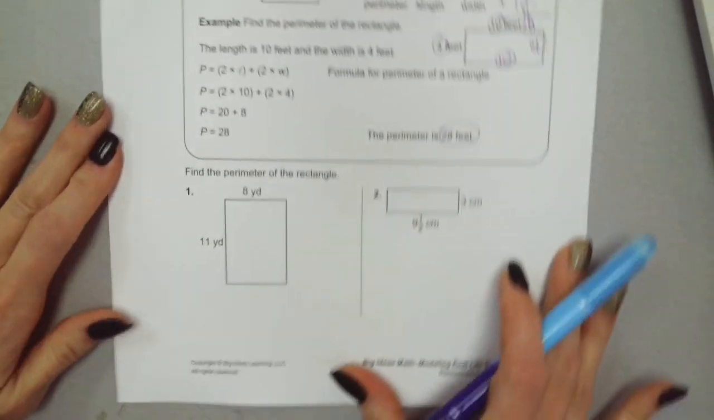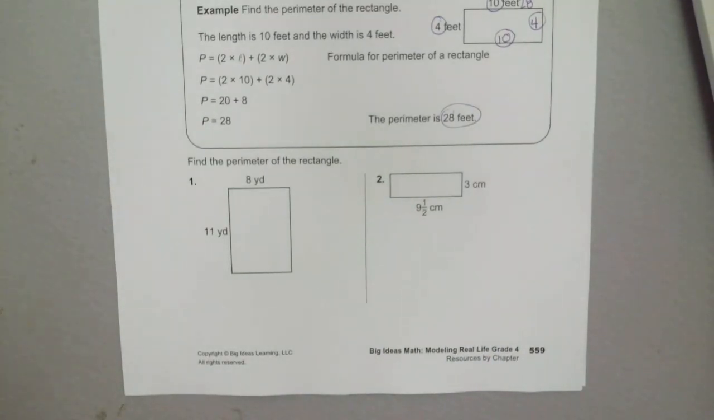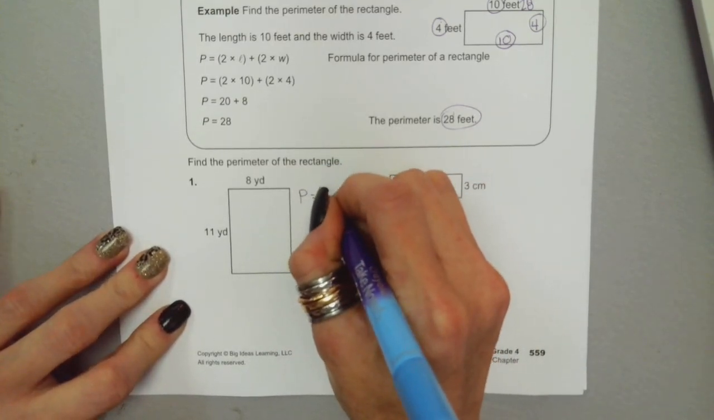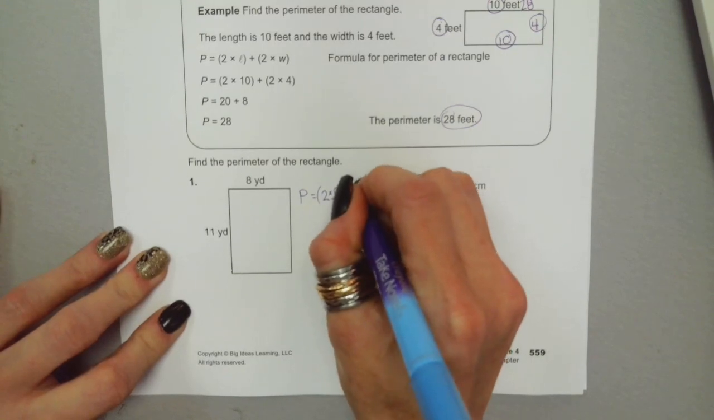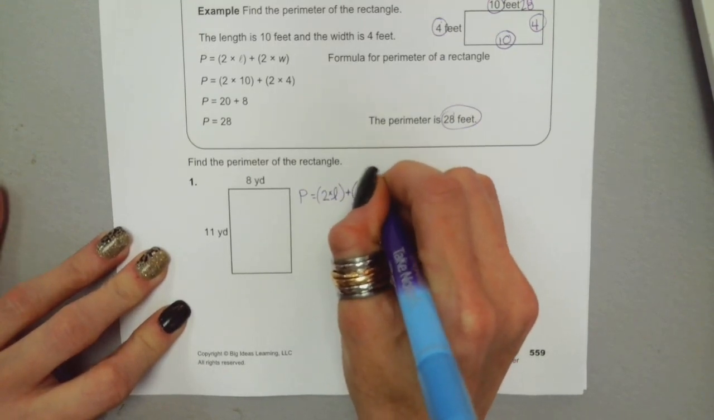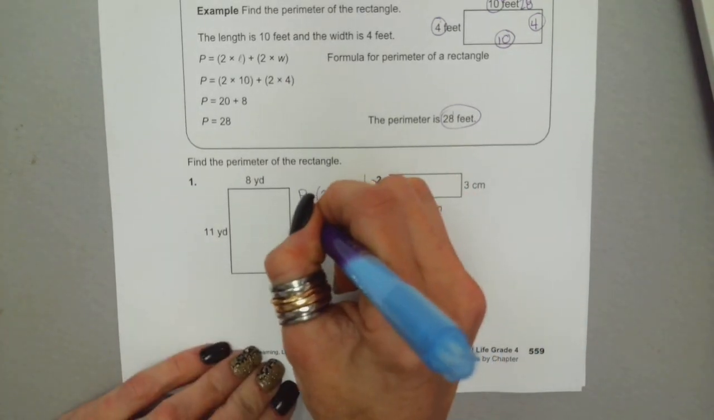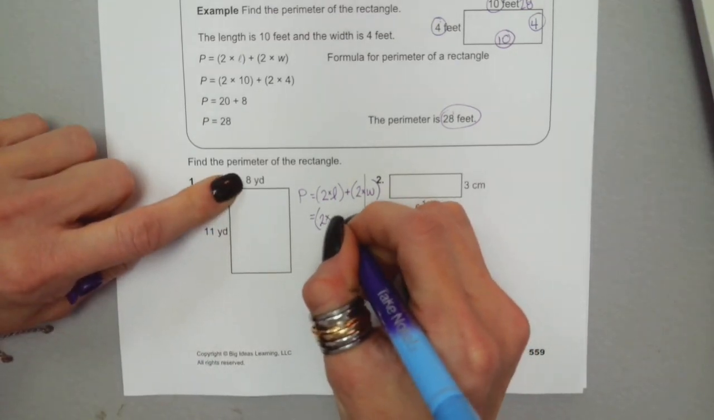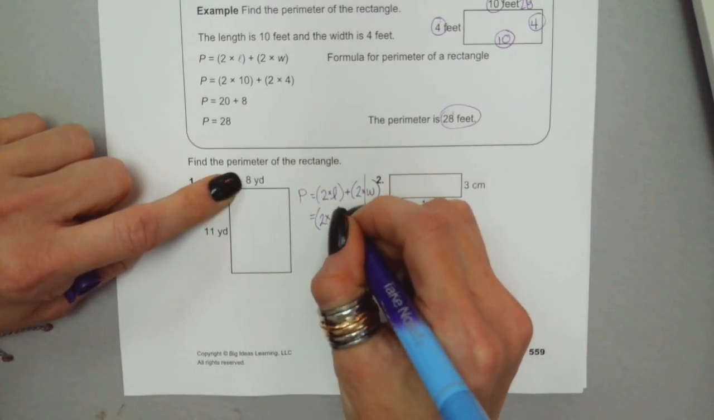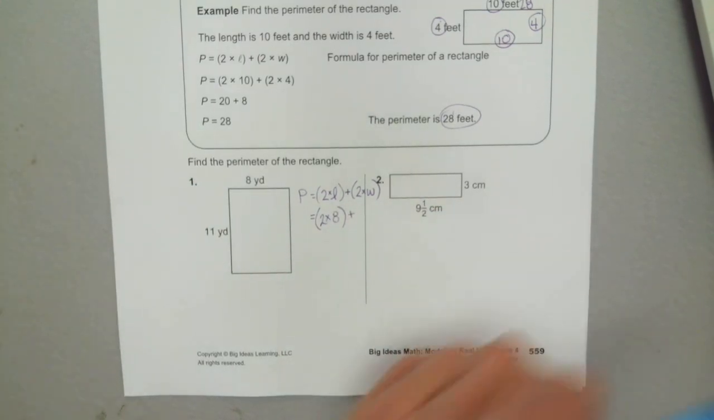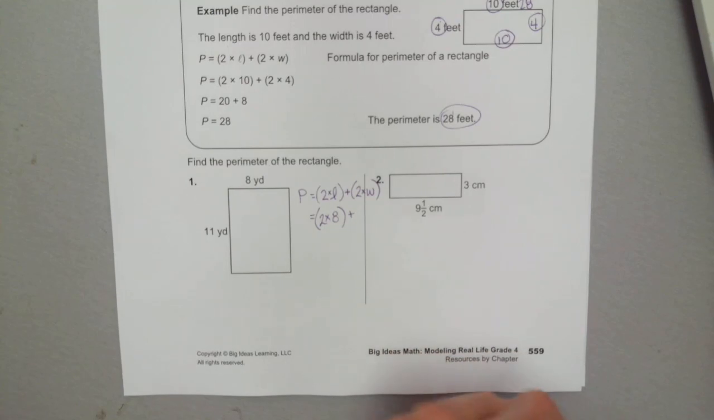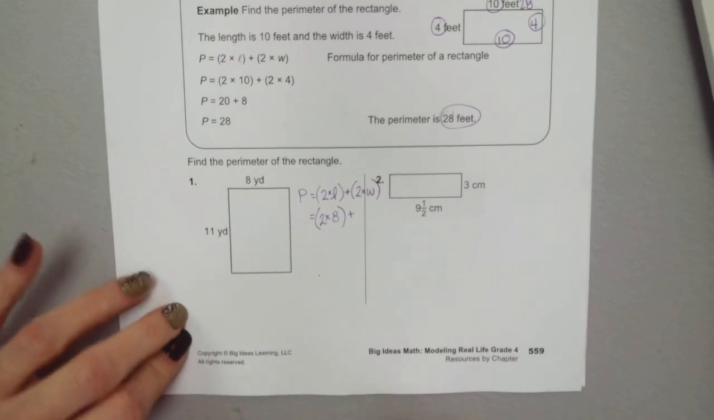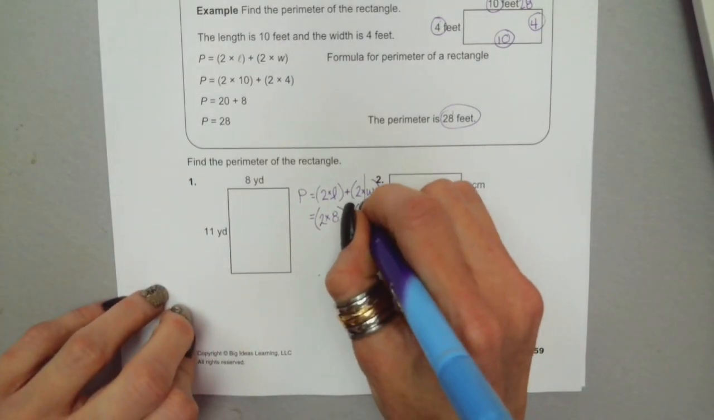Yeah, so let me show you an example here. So we've got perimeter equals, we could do 2 times length plus 2 times width, okay? So, what's the length? The length is 11 yards. 2 times 8 or 8 yards. It doesn't really matter. Honestly, it doesn't matter which one you call length and which one you call width. But usually the one that goes sideways is the length, but it doesn't really matter. And then the width is what?